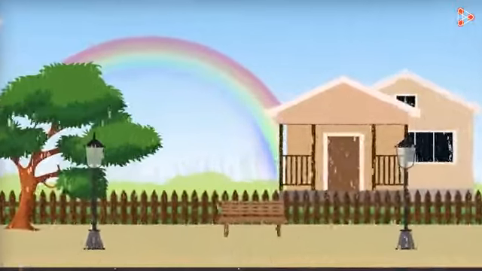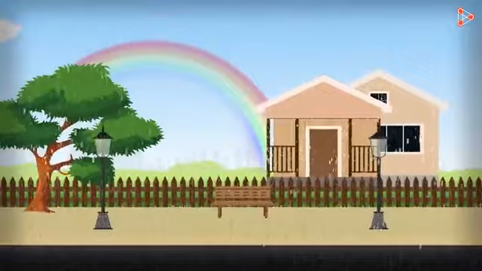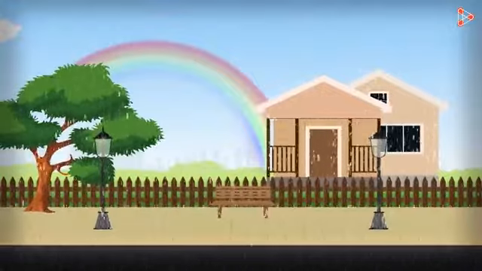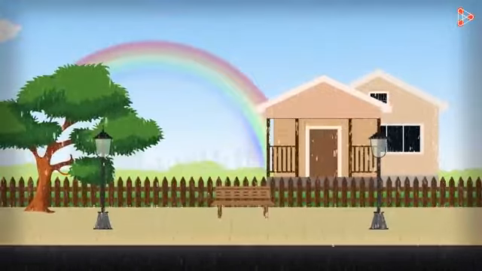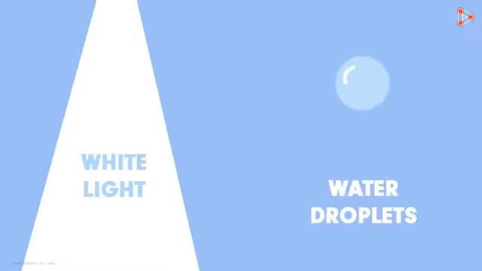The two things that are required for a rainbow to appear are white light and tiny water droplets. The latter is quite important for its formation. In the rainy season, many water droplets are present in our atmosphere, and hence we mostly see the rainbow in this season. Okay, so how do these two combine together to form a rainbow?